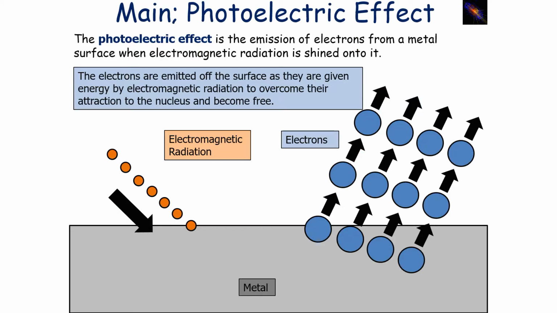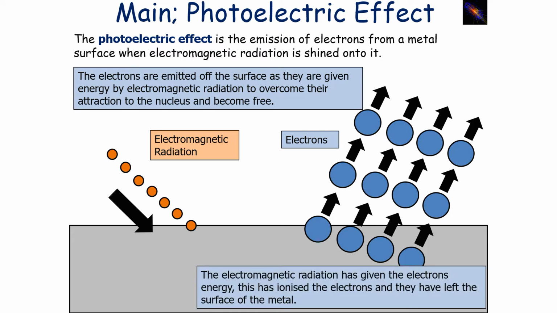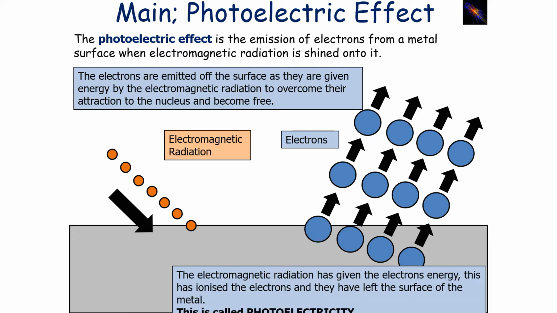Now the photoelectric effect is the emission of electrons from a metal surface when electromagnetic radiation is shined upon it. The electrons are emitted off the surface as they're given enough energy by the electromagnetic radiation to overcome their attraction to the nucleus and become free. So the electromagnetic radiation has given those electrons in the metal energy that's ionized the electrons, and they left the surface of the metal and they form something which is called photoelectricity.